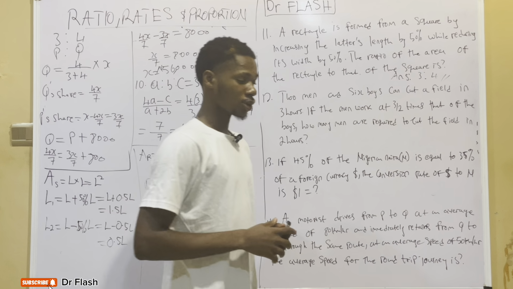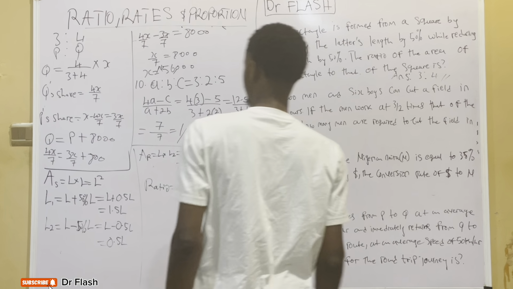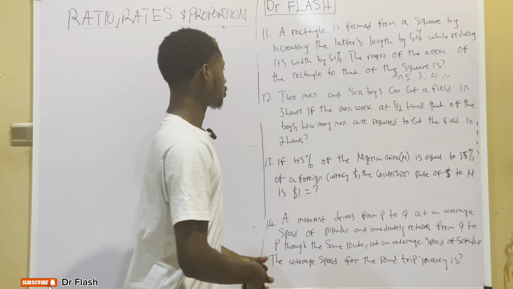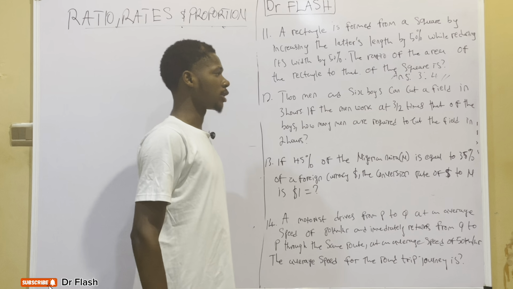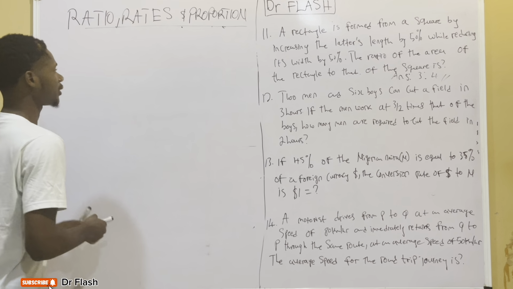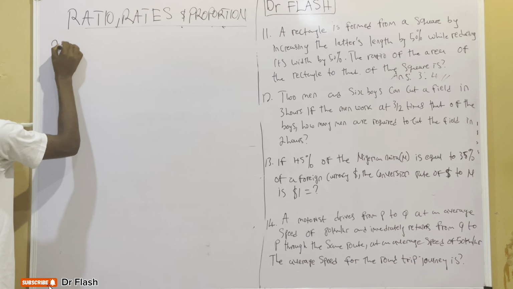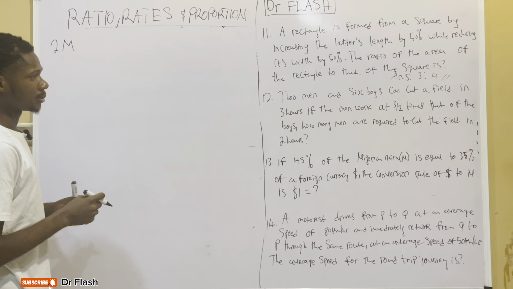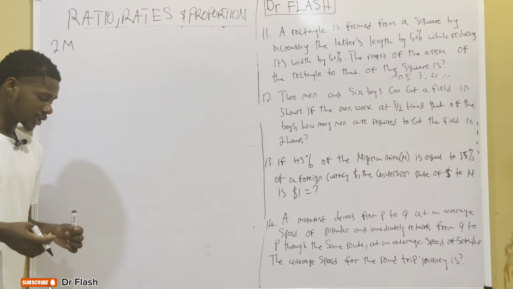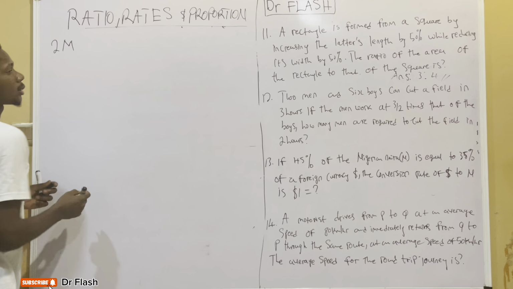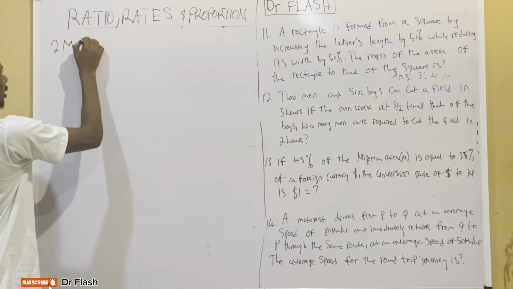Now the next question on our list is 2 men, 6 boys can cut a field in 3 hours. This is quite an important question, and we're still going to solve it. Now here's the question. The question says 2 men and 6 boys can cut a field in 3 hours. So we're going to come here and write 2 men. Capital letter M is going to represent the number of men, and B is going to represent the number of boys. So we have 2 men and 6 boys.